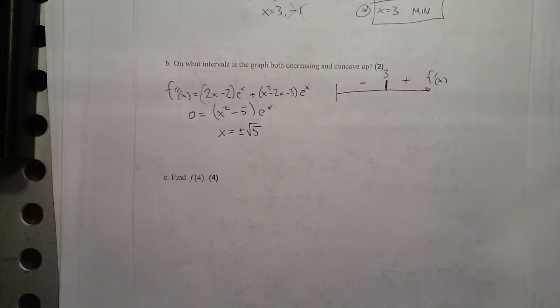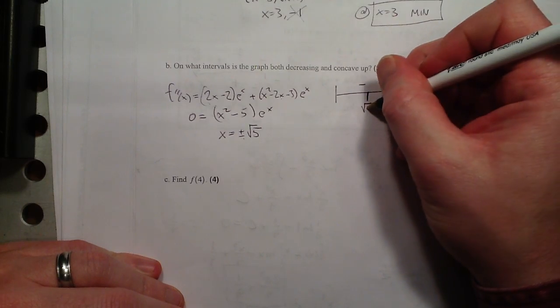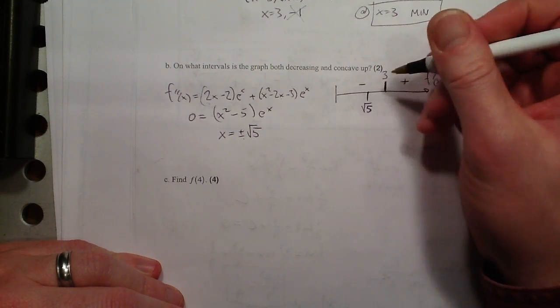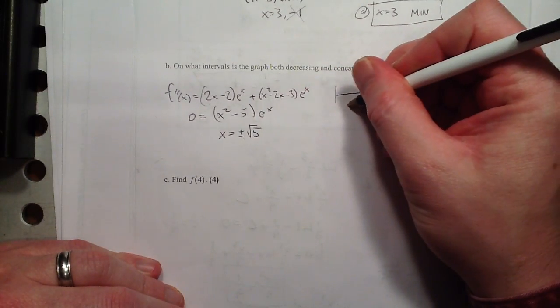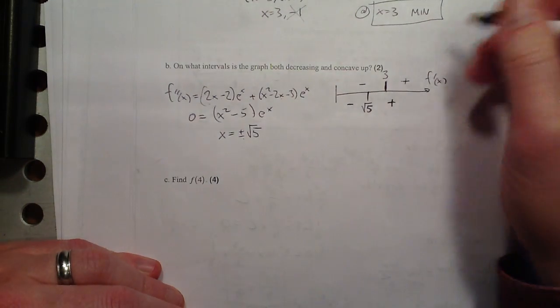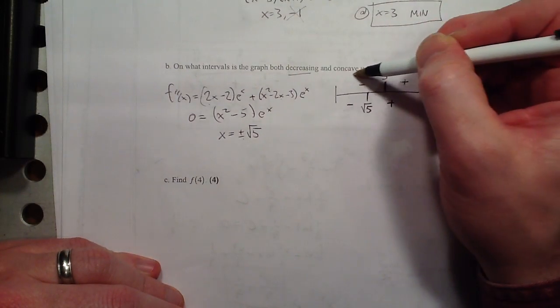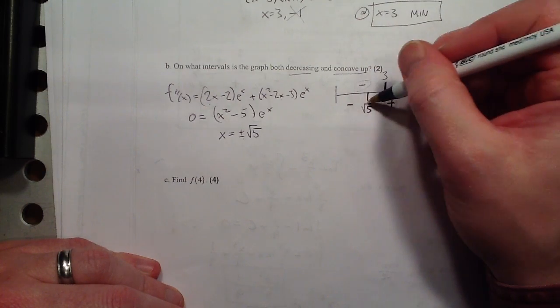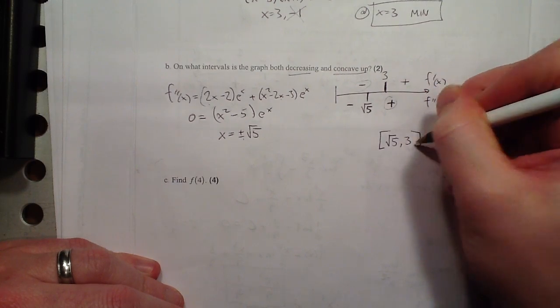Square root of 5, that's in between 2 and 3, right? The square root of 4 is 2, square root of 9 is 3, so somewhere between 2 and 3. That's here, square root of 5. And if you test numbers in here, like a 1, for example, you'll find that it goes from negative to, try a number like 3, to positive. That's what the second derivative does. So if we want decreasing and concave up, that would be in between the square root of 5 and 3.